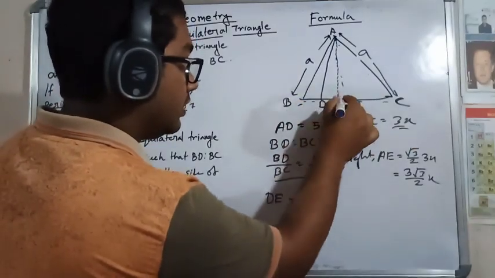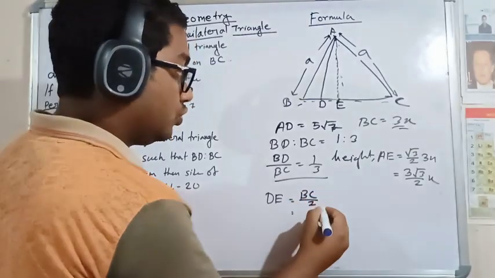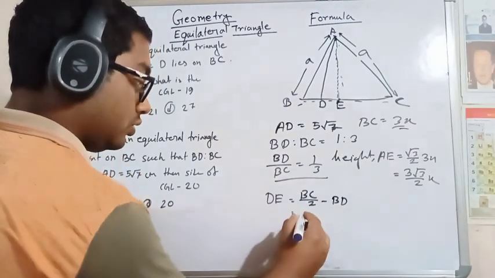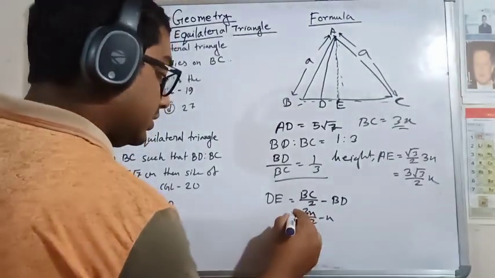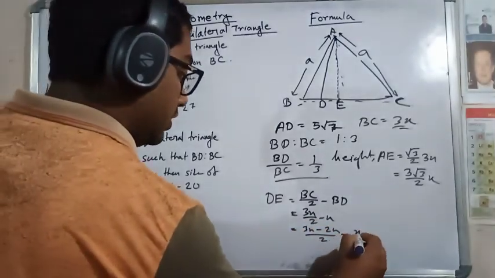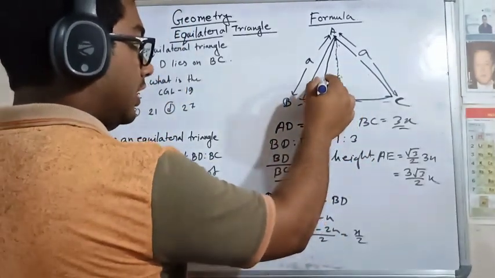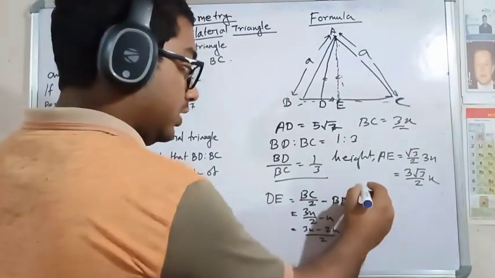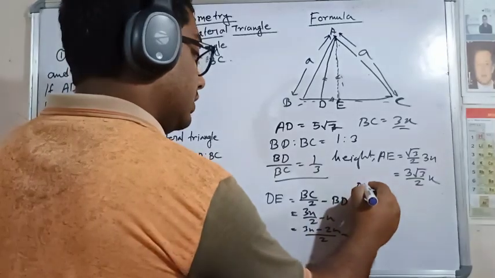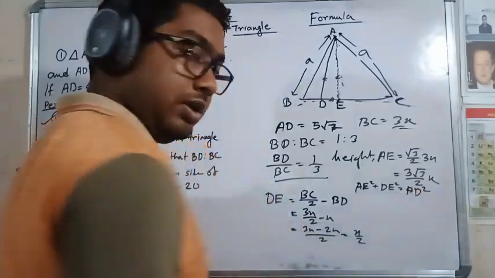For DE, we need to find out the half of BC and then subtract BD. So BC by 2 minus BD will be the exact DE. So 3x by 2 minus x will be DE. So 3x minus 2x by 2, that is x by 2, is DE. So we get AE and DE, and also have the value of AD. So we can apply the Pythagoras formula, that is AE square plus DE square is equal to AD square.